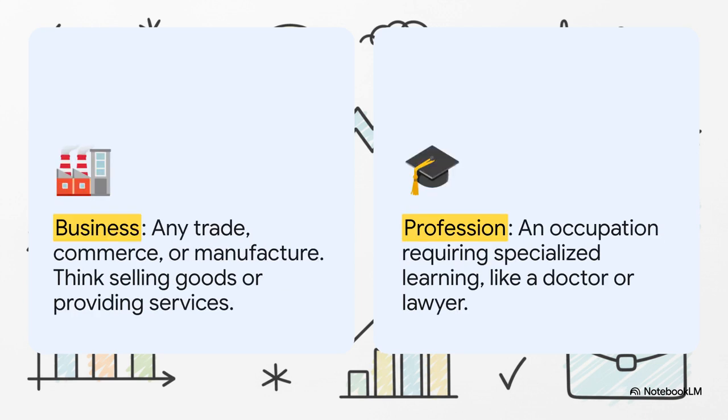Now, before we get any deeper, just a quick note on some terms you'll hear. The law calls things like trade and manufacturing a business, and it calls things that need special training, like being a doctor or a lawyer, a profession. But here's the key takeaway for us. When it comes time to calculate that taxable profit, the rules treat them almost exactly the same.